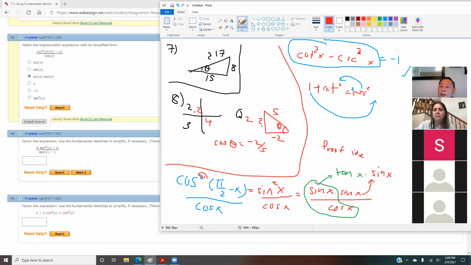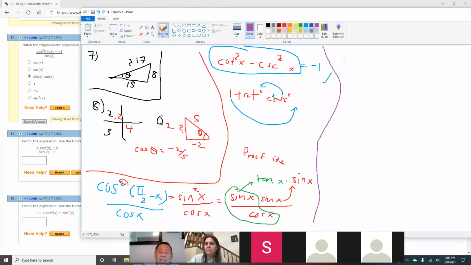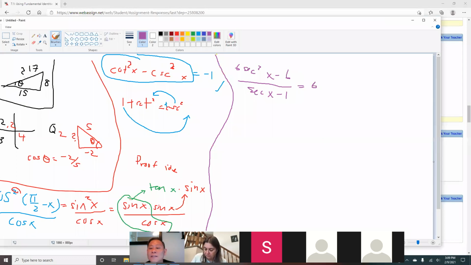Okay. The next thing we can do, besides using identities, is factor. So if you are very weak in factoring, this will be really tough for you. Like number 14, 6 secant square x minus 6 over secant x minus 1. See, they call you to factor. In the test, I won't tell you to factor. I will say 6 secant square x minus 6 over secant x minus 1 is equal to 6 times secant x plus 1. I want you to prove this.